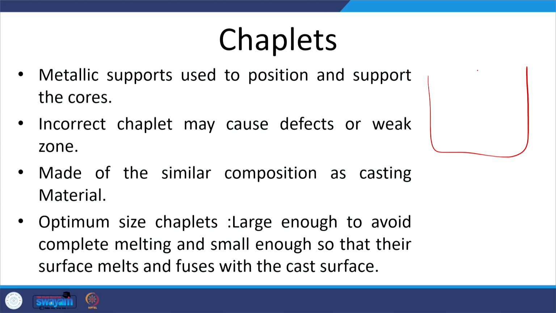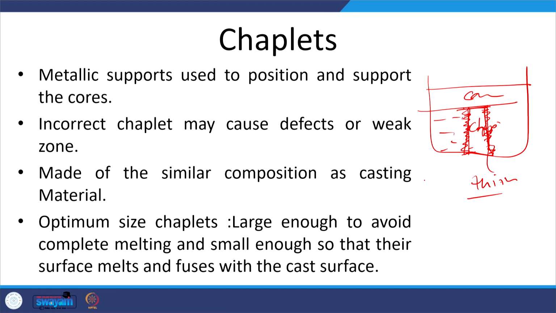Say there is a kind of a core, and here we need to provide the chaplet. So, this is core and this is chaplet. This chaplet size must be optimized, section thickness must be optimized. What we want is that under the effect of heat, the surface of the chaplet melts, and later on it becomes part of the casting. So, this is possible only if it is thin enough.